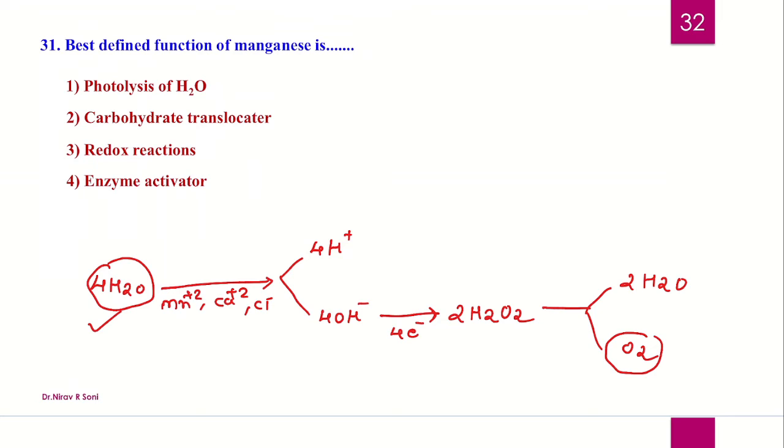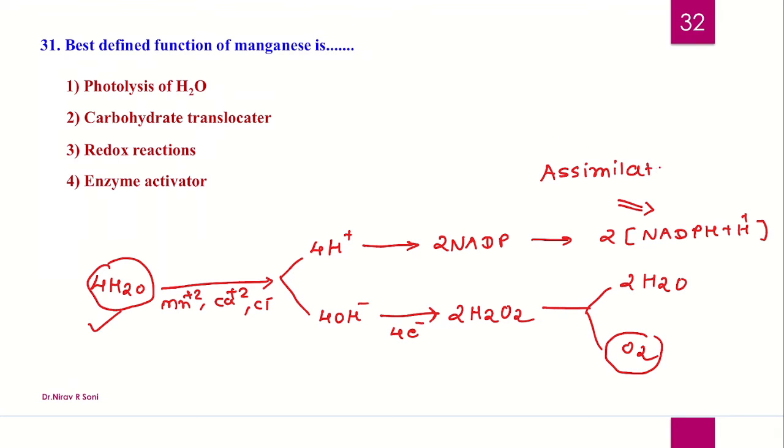The main source of oxygen is considered to be water, and 4H converts 2 NADP into 2 NADPH2. This is called the assimilatory power of the plant. This was given by Robert Hill. That's why you can call it the Hill reaction. NADP is called the Hill reactant.